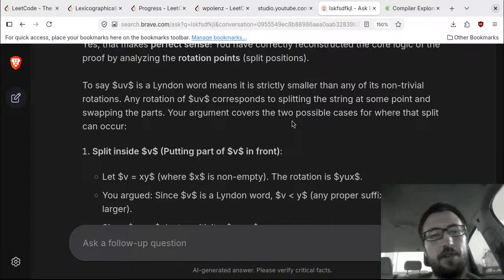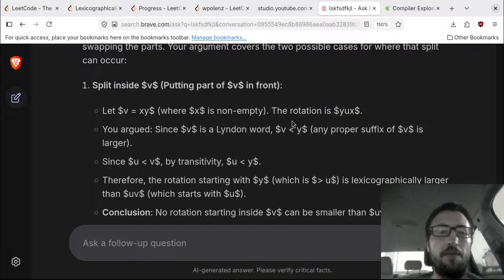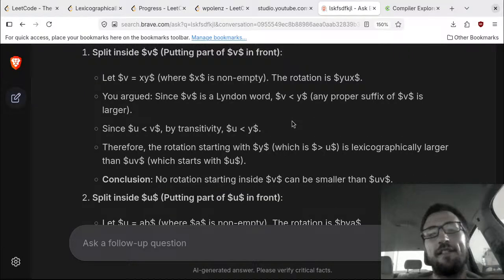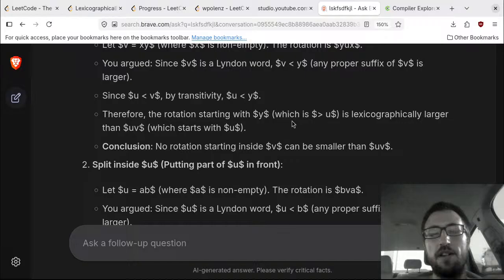Split inside V, putting part of V in front: let V equal XY, where X is non-empty. The rotation is YUX. You argued since V is a Lyndon word, V is less than Y. Since U is less than V, U is less than Y. Therefore, the rotation starting with Y is lexicographically larger than UV. Conclusion: no rotation starting inside V can be smaller than UV.